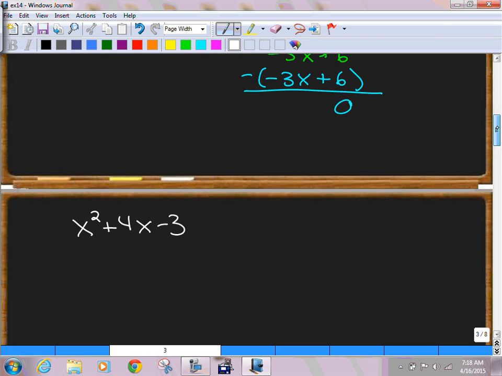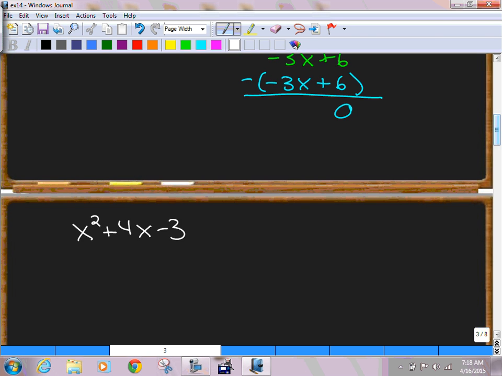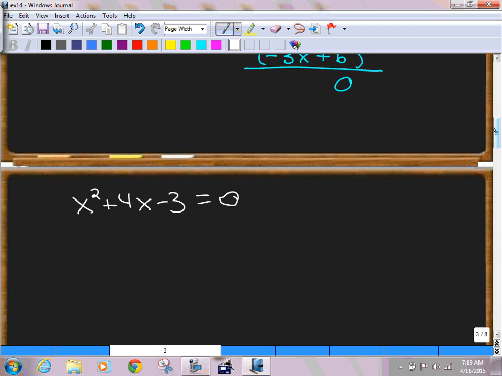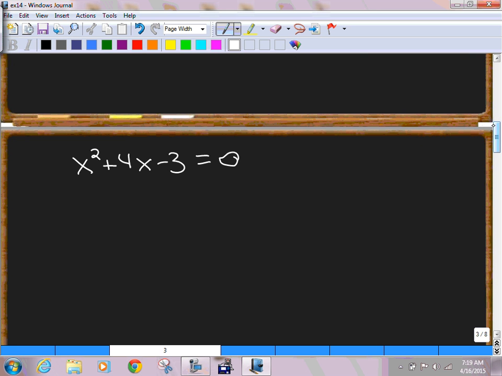For this, we can't factor this. What we can try to do is use the quadratic formula. We could use the remainder theorem, or not the remainder theorem, excuse me. We could use completing the square. The completing the square method is pretty quick and easy. It's what I'm going to try for this, because I have this nice even middle term. It's going to make things pretty easy for me.